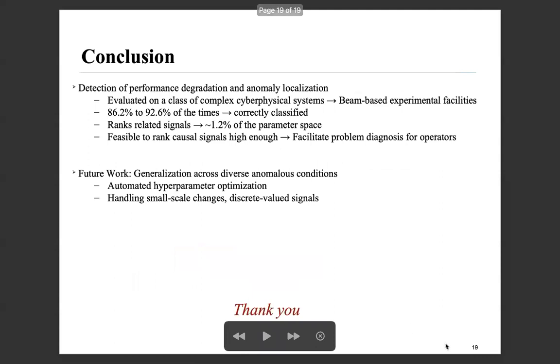So with this, I would like to summarize and conclude. We studied degraded performance and anomaly localization across a complex set of cyber-physical systems, that is the beam-based experimental facilities. For 86.2 to 92.6% of the times, our approach correctly classifies the performance quality. And we are able to rank the anomaly-related signals amongst the top 1.2% of the considered parameter space. It is feasible to rank anomaly-related signals high enough that can potentially facilitate problem diagnosis for operators during monitoring.